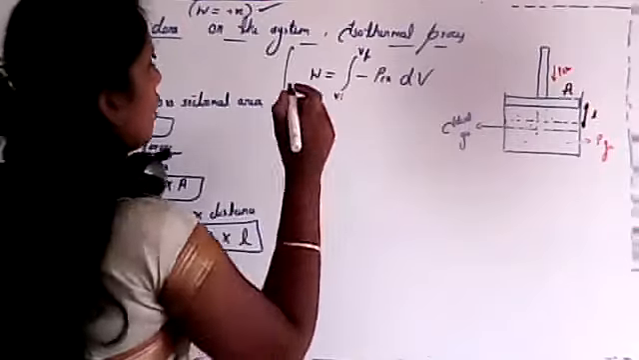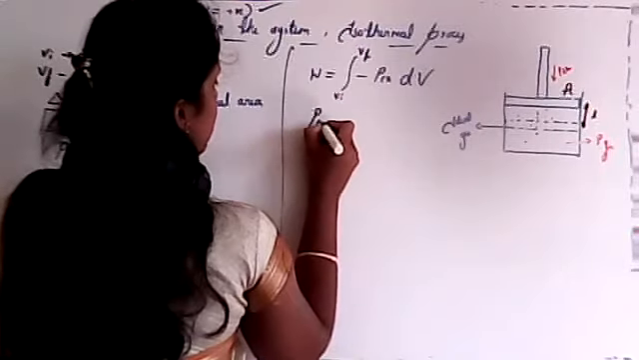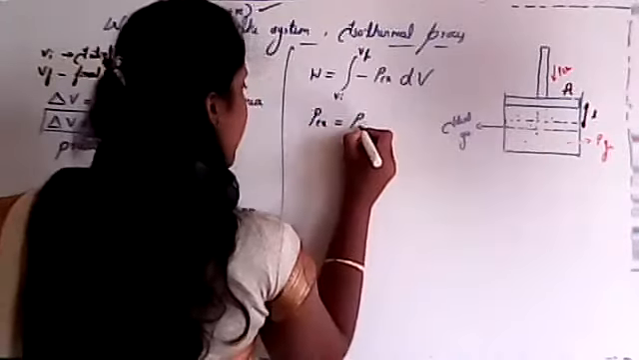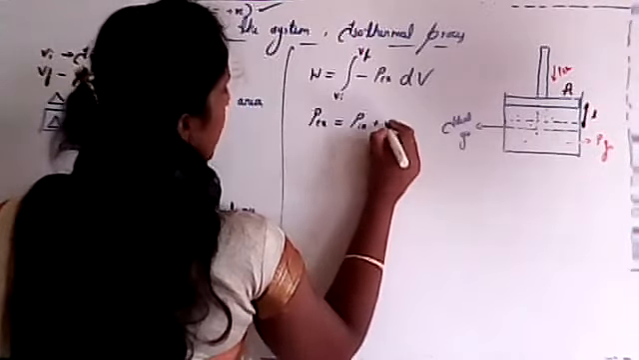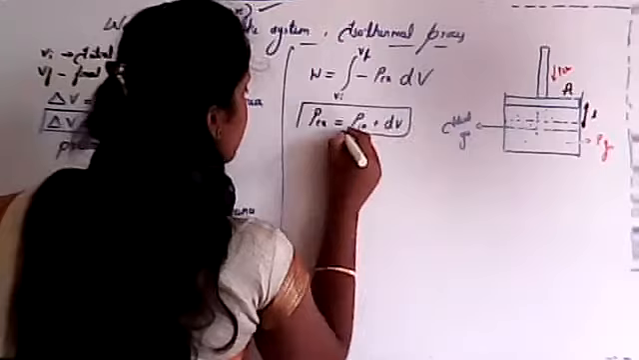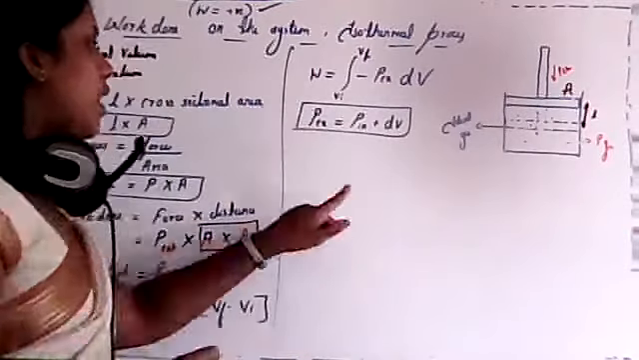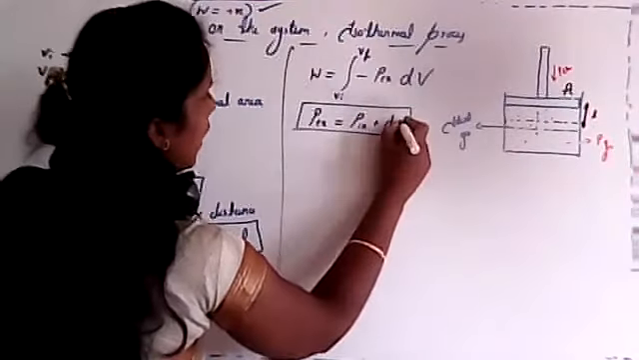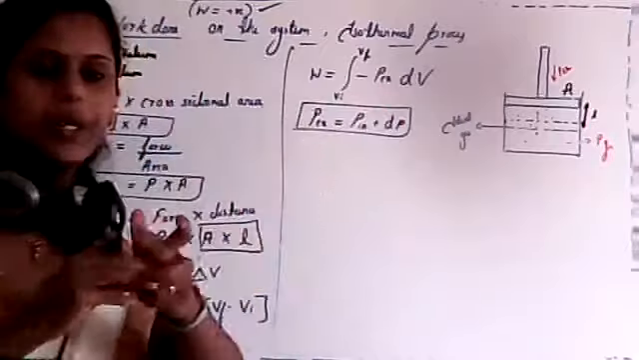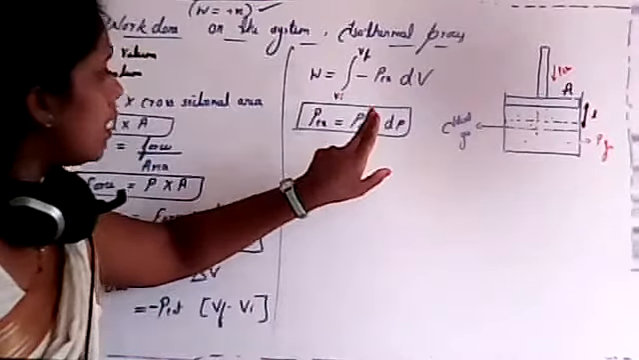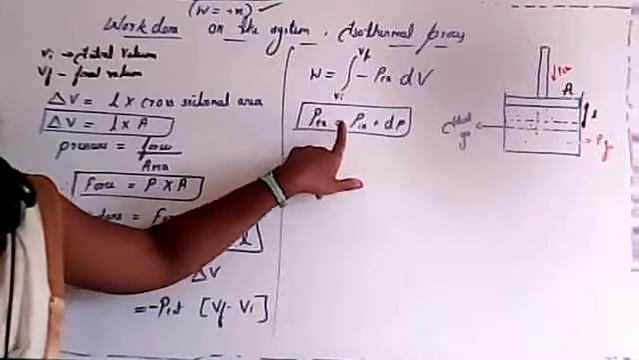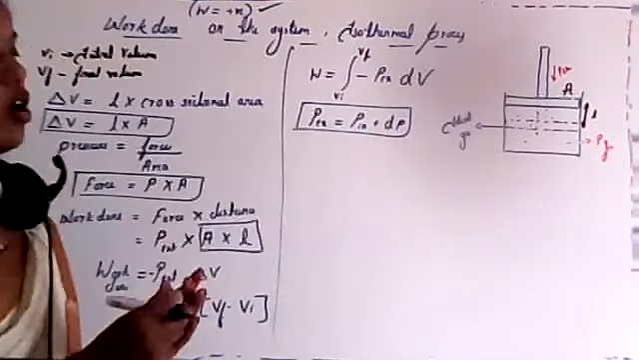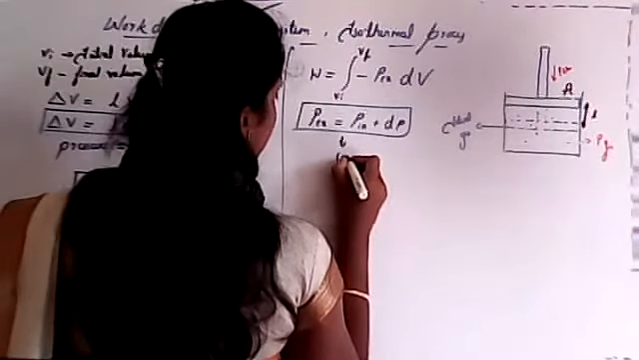Clear? So now listen, P external is equal to P internal plus dP. If I add a small portion of pressure to P internal, then P external will be equal to P internal plus dP. What will be the condition when this forms? Yes, this is for compression.